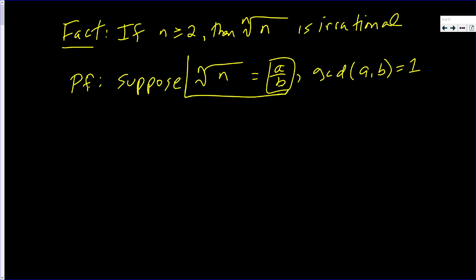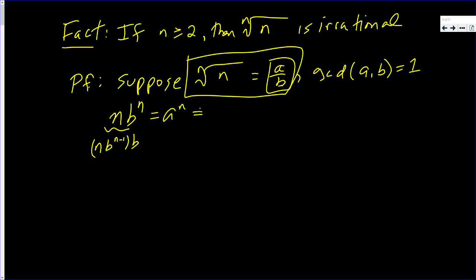In this equation, raising both sides to the nth power and moving things around, we get n times b to the n is equal to a to the n. Now, you can think of that as n times b to the n minus 1 times b. So that implies that b divides a to the n. a to the n is a multiple of b. But since they're relatively prime, that implies b divides a. Okay, so let's hold on to that.